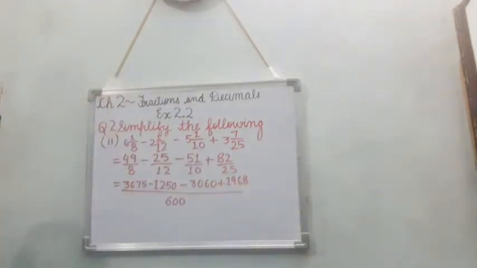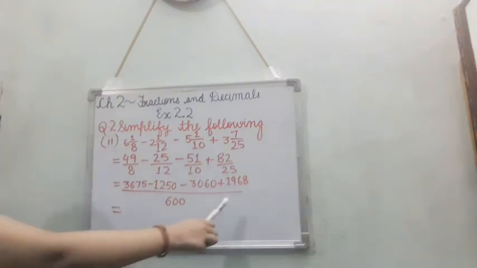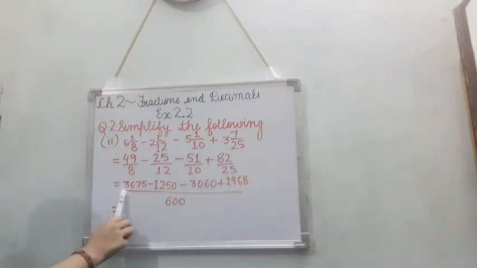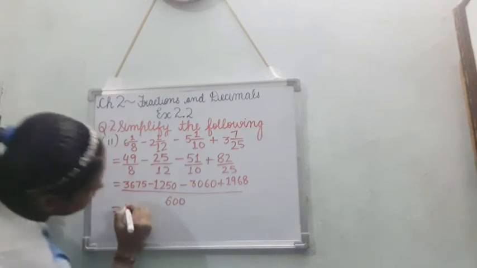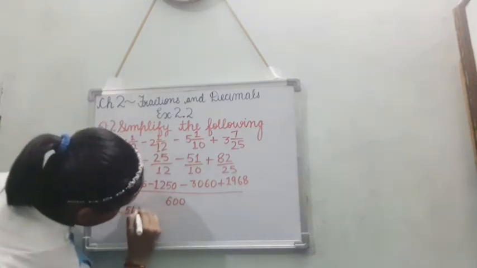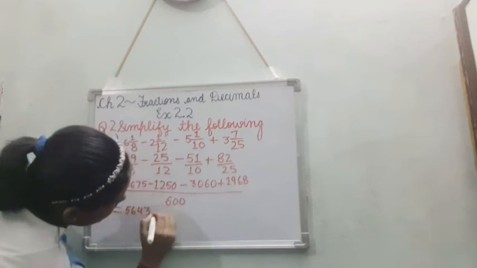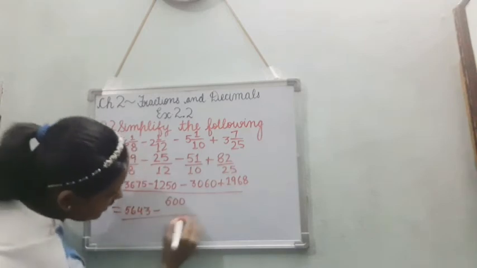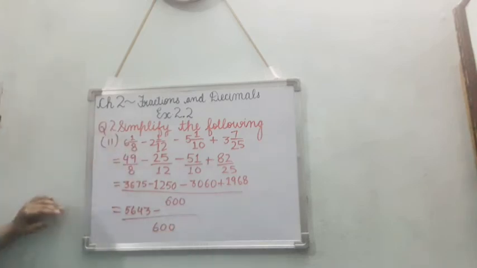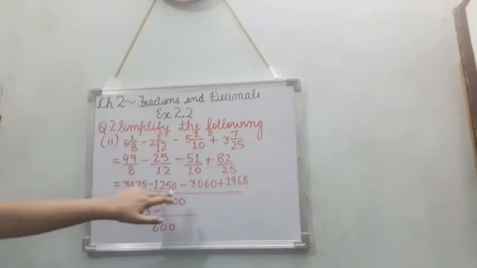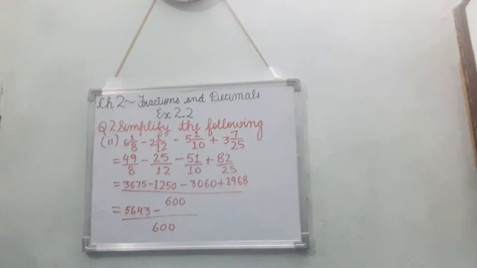Now over here one plus sign is given and this is a positive number. So you need to add these two numbers and the answer will come 5643. And then you will put the minus sign upon 600. Now what to do is you have to add these both numbers and your answer will come 4310.